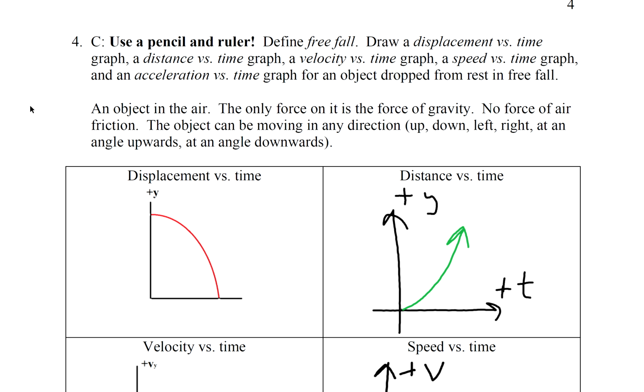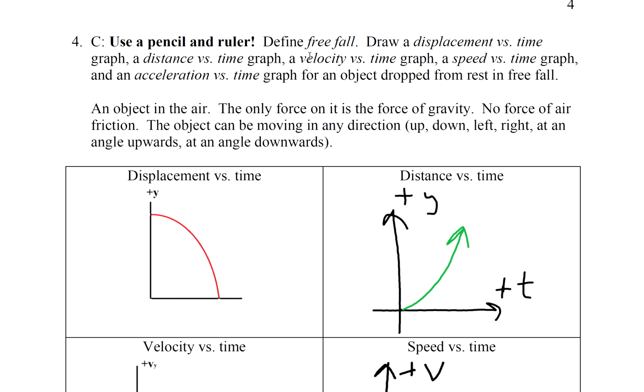Question 4, define free fall. Draw a displacement versus time graph, a distance versus time graph, a velocity versus time graph, a speed versus time graph, and an acceleration versus time graph for an object dropped from rest in free fall. So the meaning of free fall is there's an object in the air. The only force on it is the force of gravity. There's no force of friction. So the object could be moving in any direction. Up, down, left, right, at an angle upwards, at an angle downwards.